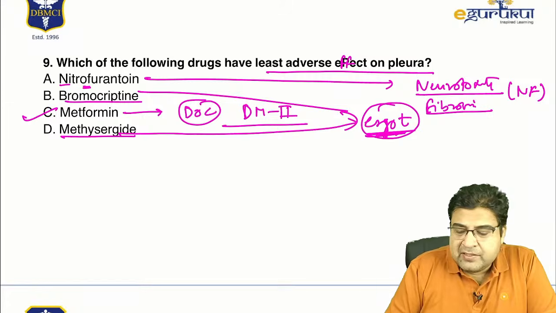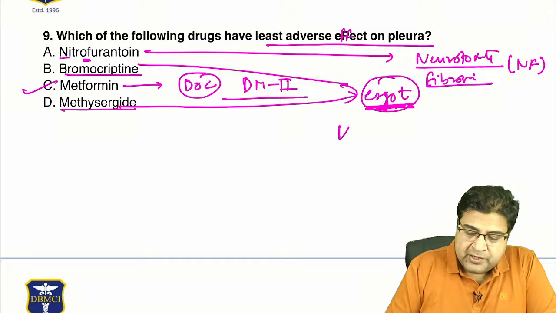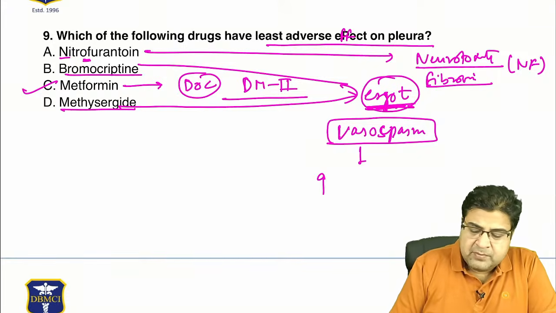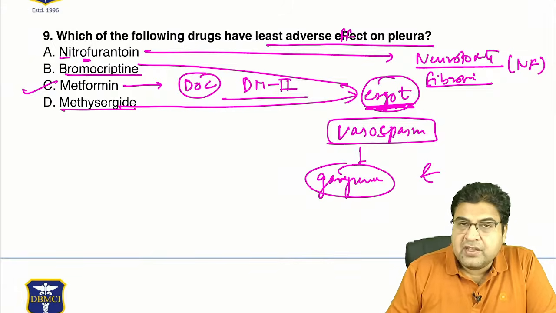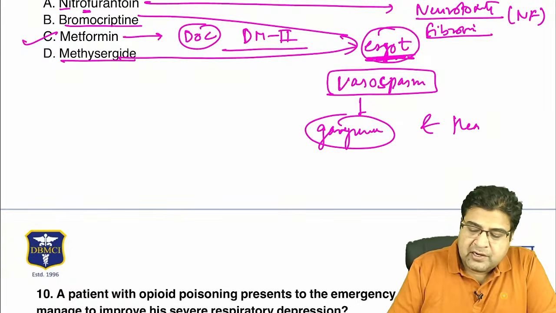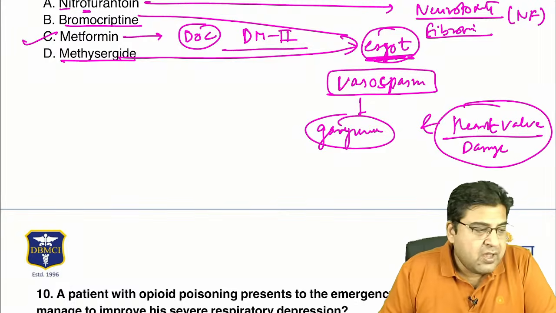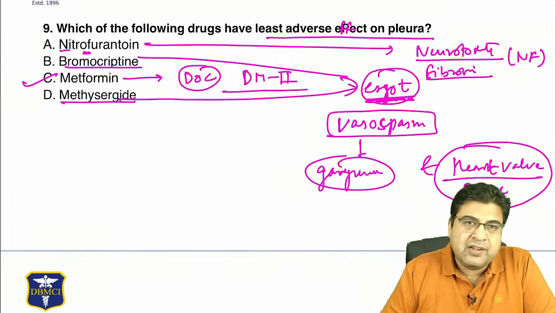Now, bromocriptine and methotrexate are the ergot derivatives. They will cause fibrosis. One more important side effect of these medicines is vasospasm. So these ergot derivatives can also cause vasospasm. As a result of vasospasm, these medicines can cause gangrene as a side effect. And one more side effect is that these medicines can also damage the heart valves. So these are some important side effects of ergot derivatives, which are frequently asked in our exam. This is an important topic, that is ergot derivative side effects.